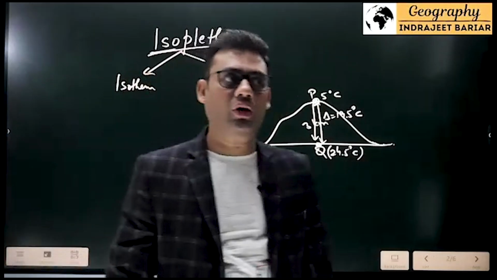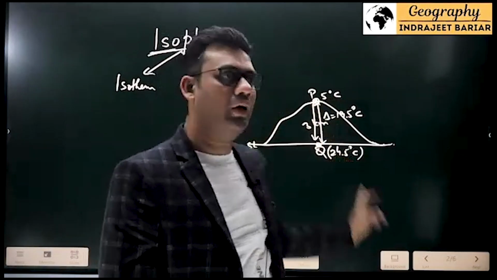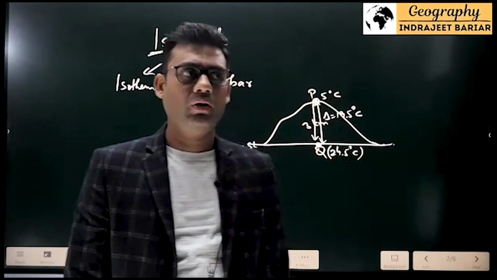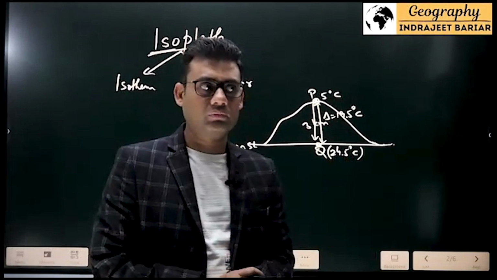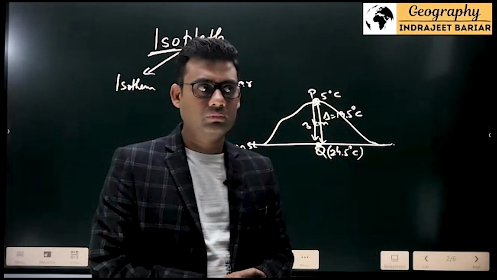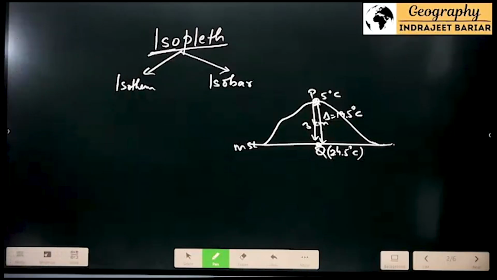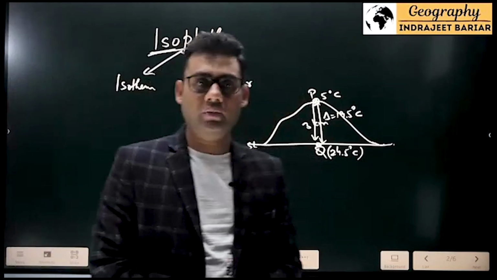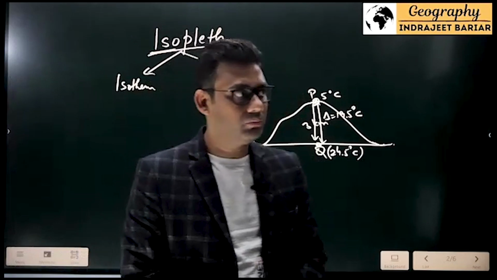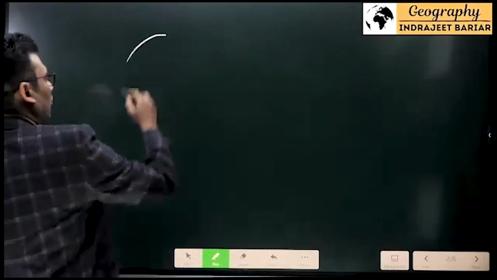So for drawing isotherm, I'll take the temperature of this place not as 5 degrees, but rather 24.5. You will do this for every place, and then you are going to join the places. Paritosh, understood or not? Yes sir, slightly I got it. So every place, let it be at any height, reduce it to mean sea level, and then take the temperature. That is the isotherm.